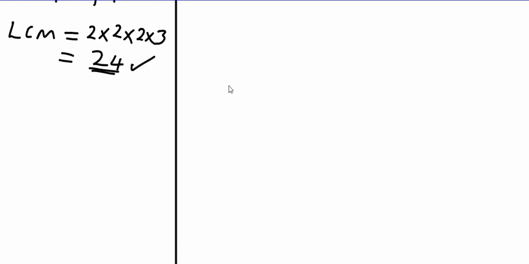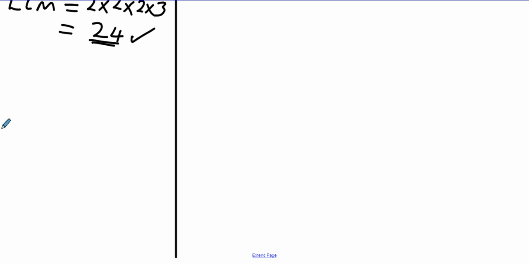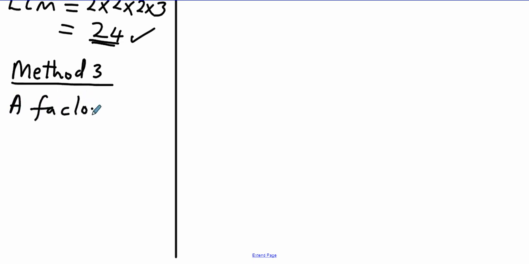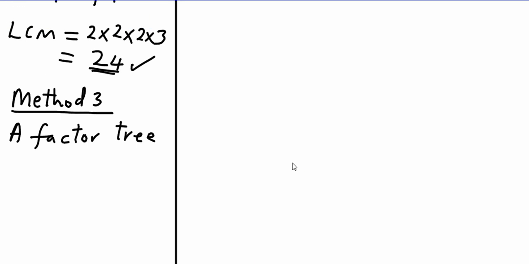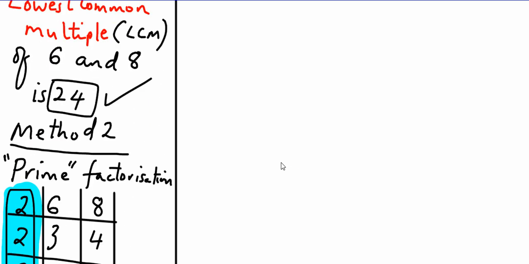Okay, so we got the LCM by the method of prime factorization. Now, let us go to the last method, which is my favorite, and this will be method 3. Method 3 is using a factor tree. Now, you may be wondering, how does a factor tree look like? I will explain all those. Don't worry. Stay tuned and see how things are happening.